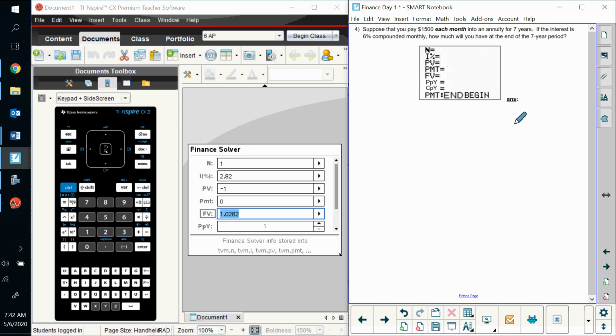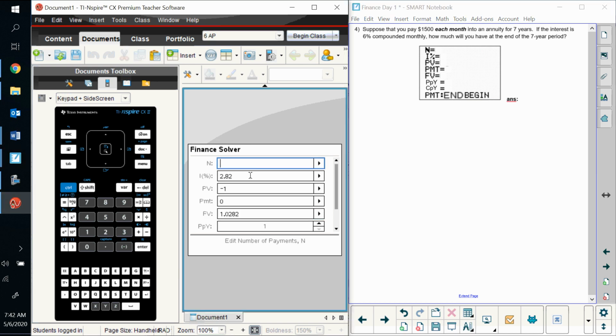So we're going to pay $1,500 each month into an annuity. An annuity is just a type of investment. And the interest is 6% compounded monthly. How much will you have at the end of a 7-year period? So I'm going to delete all these out.